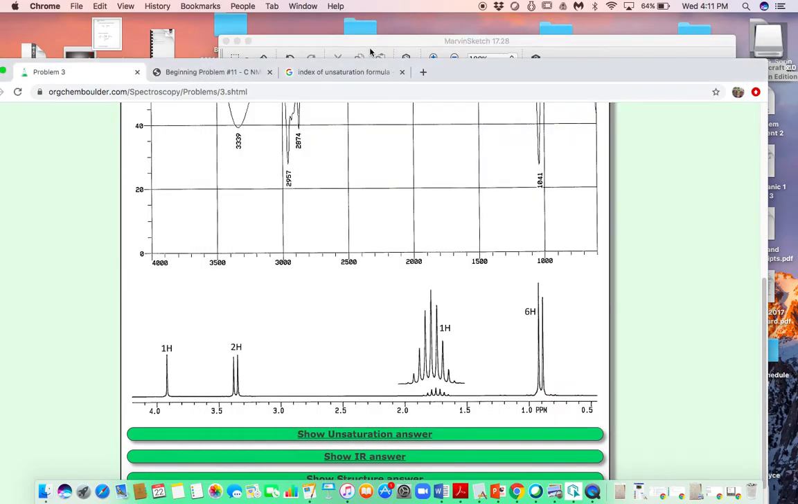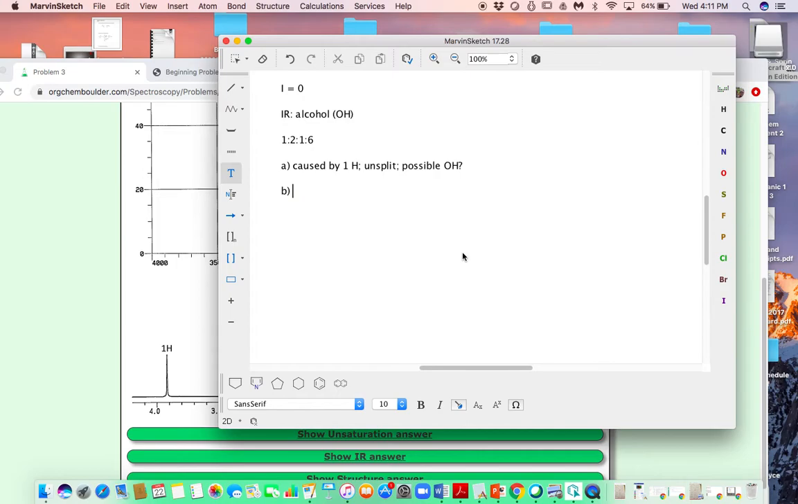Signal B is caused by 2 H's. It's split into a doublet. So that means it's split by one other H. So again, if we see a signal caused by 2 H's, usually it's a CH2. And if it's split into a doublet, we think it's split by one other H. So we might have a sequence in there of CH2CH.